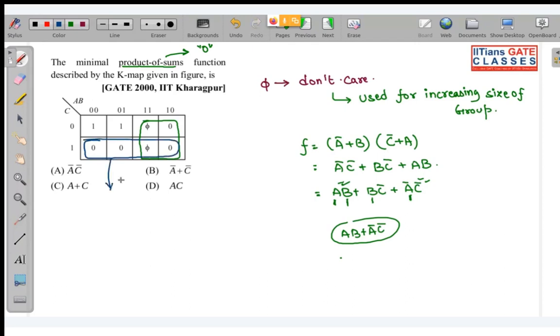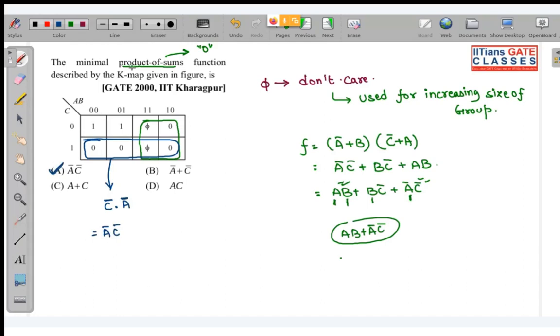So now corresponding to this, my product of sum or your max term will be what? You can see only C equal to 1 is common, so that is C complement. This is product of sum, so this is the sum term. The sum term for this one, it will be what? You can see in these two columns, A equal to 1 is common, so this will be A complement. So this comes out to be A complement, C complement. Option A is correct. Okay, option A is correct.